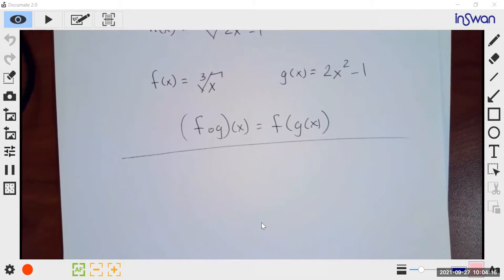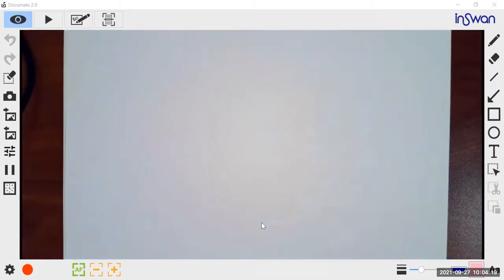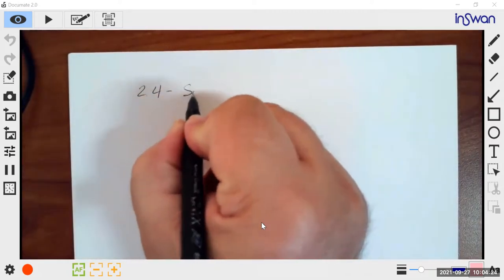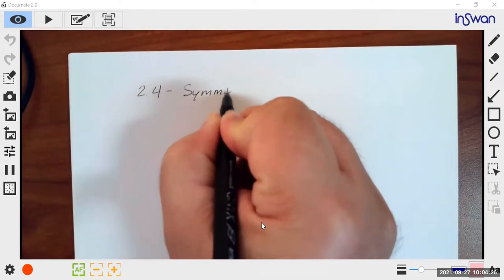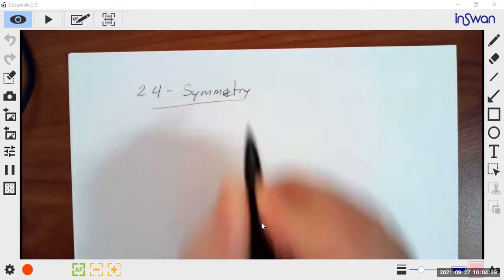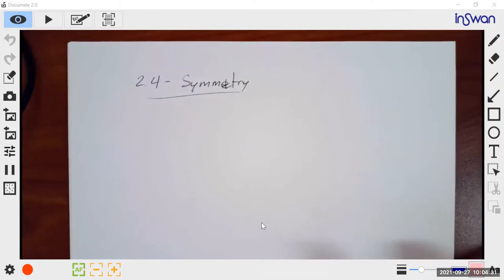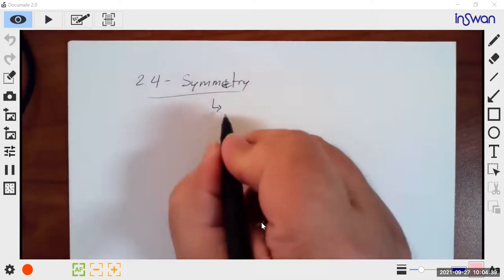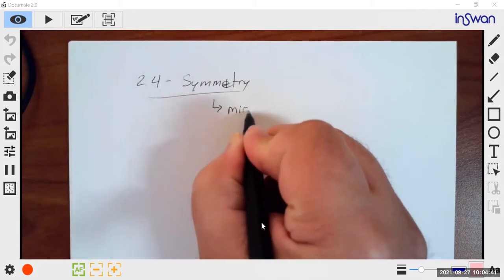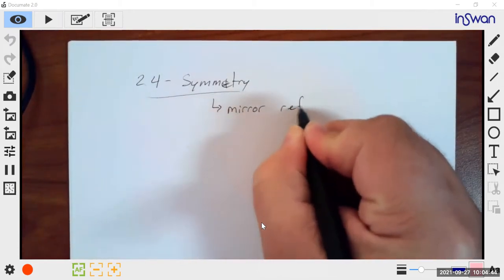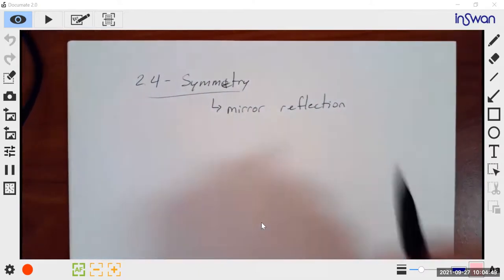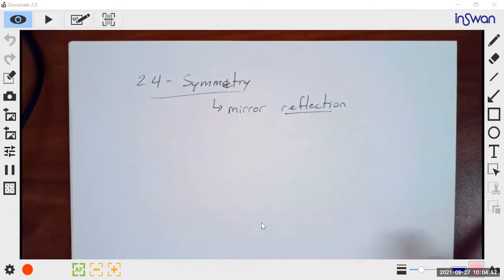Our 2.3, that one, decomposition and composition. Section 2.4 has to do with symmetry. What does symmetry mean? A mirror reflection. Because we're going to use the word reflect a lot.